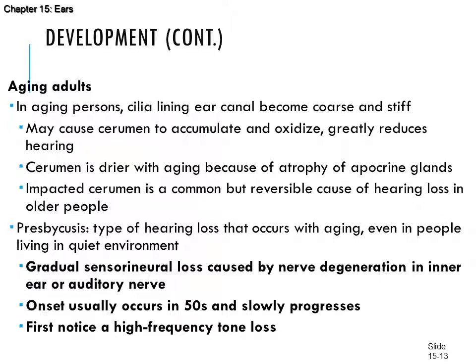So cerumen is drier when we get a little bit older, because remember, body water is lost. And then also the apocrine gland atrophies a little bit, so it does not necessarily produce the oily substance. And so, of course, it becomes a little bit drier, and it'll cause the cerumen to become a little bit more impacted.